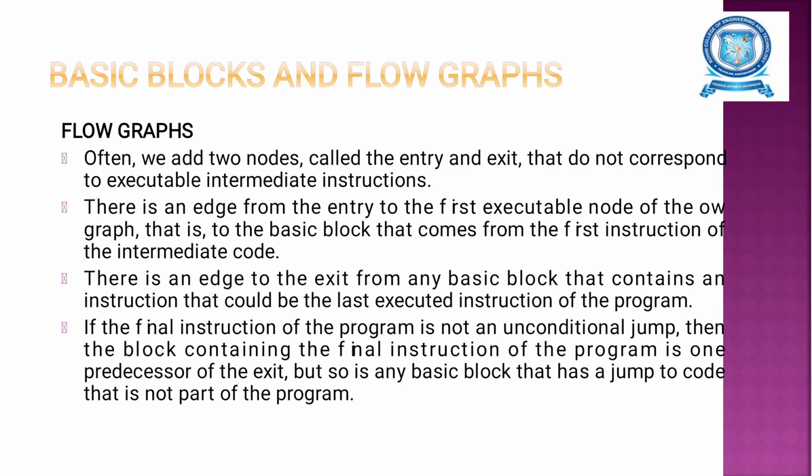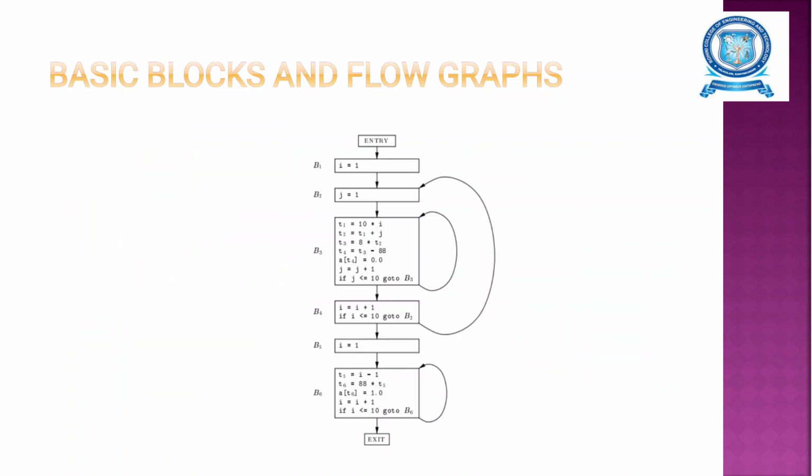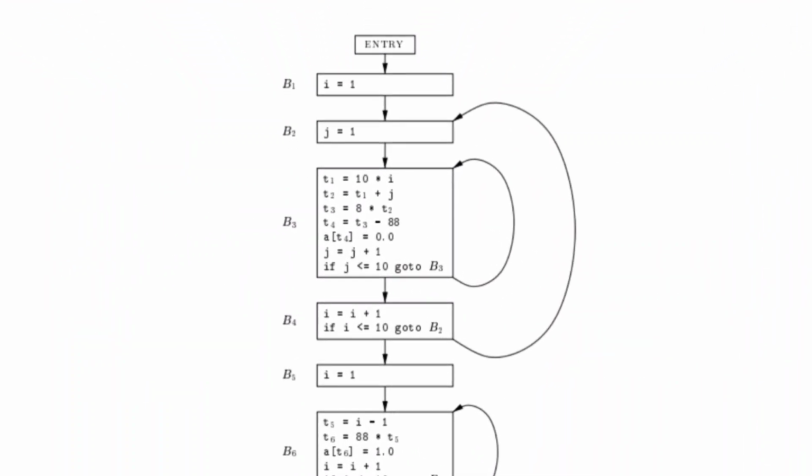We add two nodes called entry and exit that do not correspond to executable intermediate instructions. There is an edge from entry to the first executable node of the flow graph, which is the basic block that comes from the first instruction of the intermediate code. In this description, we have the entry, then blocks B1, B2, B3, B4, B5. After the execution of block B3, control goes back to the same block B3, so it has a self loop.